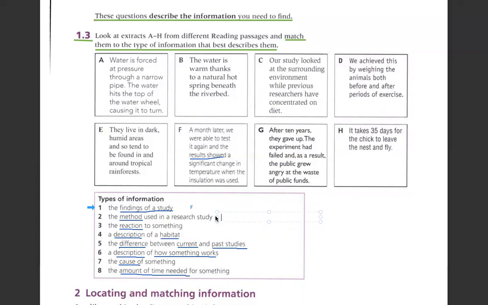So a method. Whenever we think of a method, we're thinking of the step, like a process. They do one thing, then another thing, then another, in order to do their research study. Okay, great. So the correct answer here, D, is correct. So if we have a look at D, okay. So they achieve this, means they do the study by, and then they mention what they do. They weigh the animals before and after. Okay, number 3.